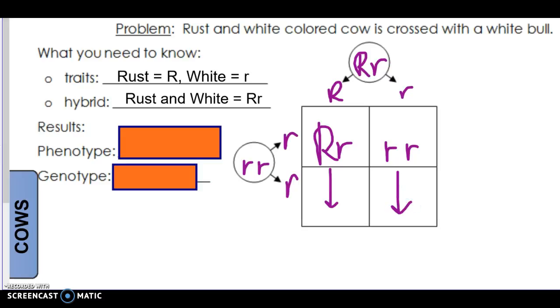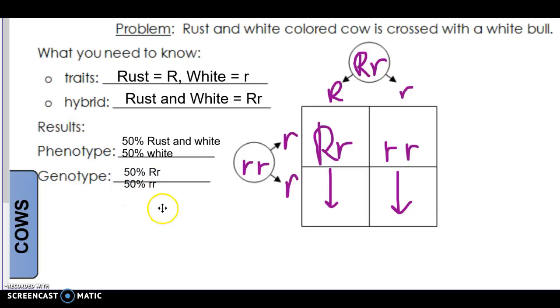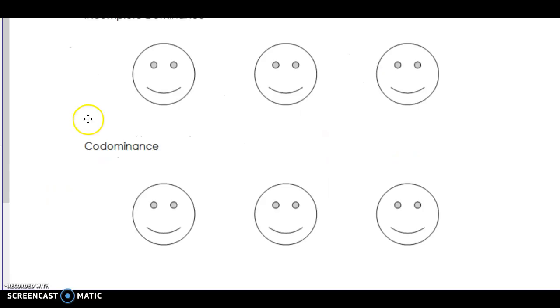Okay, so the phenotype results that we have here, we have a 50-50 chance of getting rust and white together in our offspring, or just pure white. Genotype results, as you guys can see from the Punnett square, you have a 50% chance of big R, 50% chance of little r.